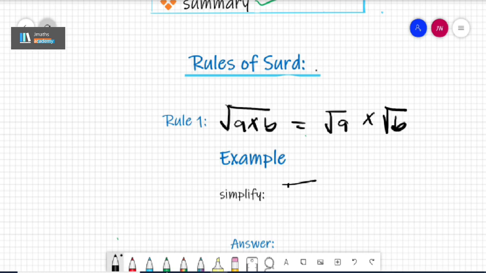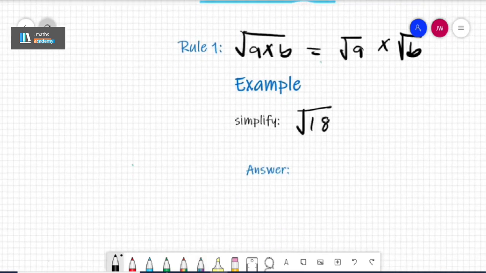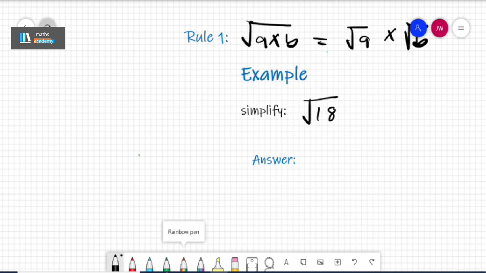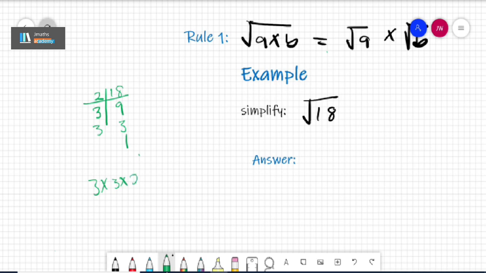If you're asked to simplify the square root of 18 and leave your answer in surd form, you can simply do this by finding the factors of 18 first. The factors of 18 can be simplified by 2 and 3. I'll start by breaking it down with 2. 2 into 18 is 9. Then we have 3. 3 into 9 is 3. Then 3, 1. So if we multiply 3 by 3 by 2, this will also give us 18.